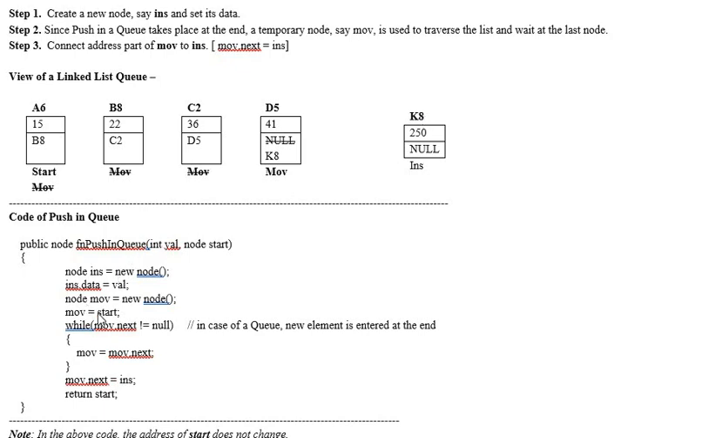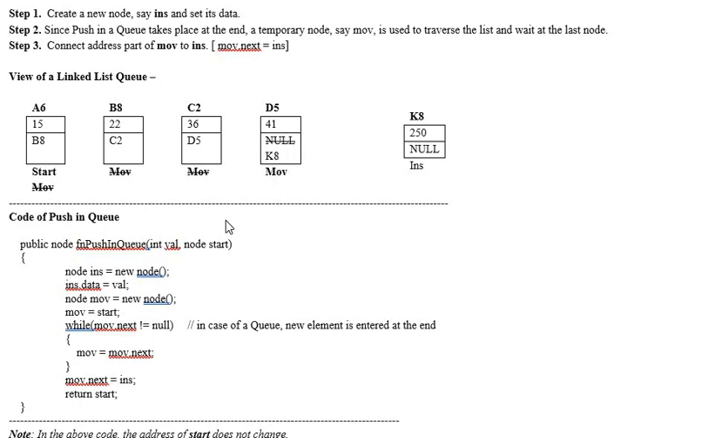Now look into the code. I have been given start. So ins is the new one where I am filling the data and the address allocation is done. Then move is supposed to do the traversal, the movements, the changing of node by node. So if I now say move will go till its next is null, that means unless and until it gets null in the address part, it keeps on moving. Like here it is not null, here it is not null, here it was null. Move comes and waits here.